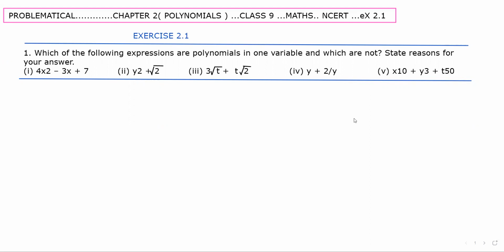First question is, which of the following expressions are polynomials in one variable and which are not? State reasons for your answer. That means you have to check whether the polynomials are in a single variable. So this is simple. By observation, we can say that your first polynomial, 4x squared minus 3x plus 7, is in one variable, is in variable x.